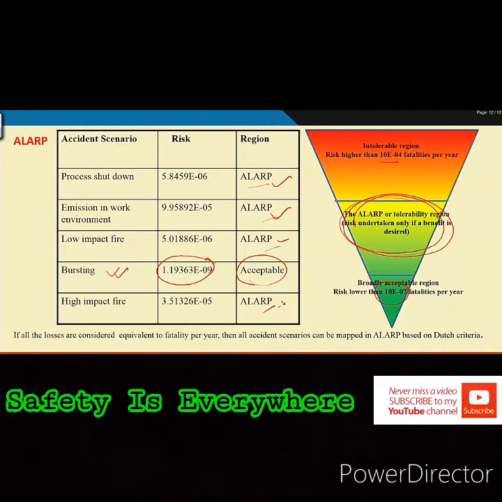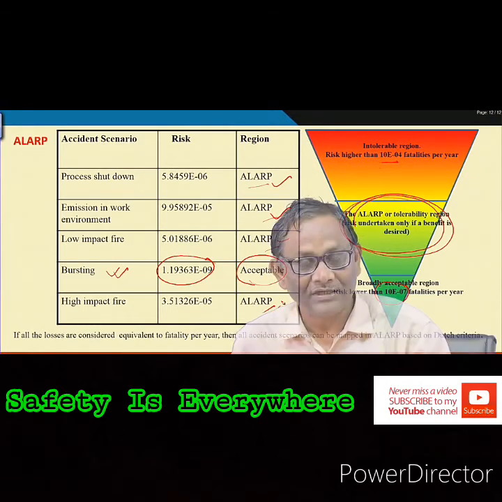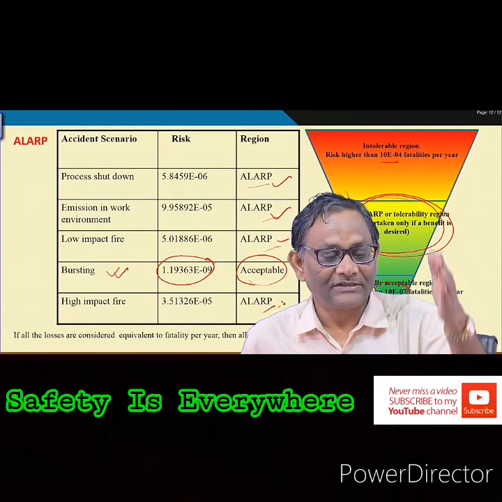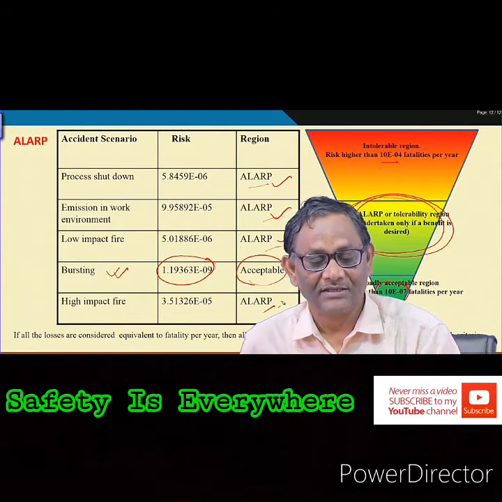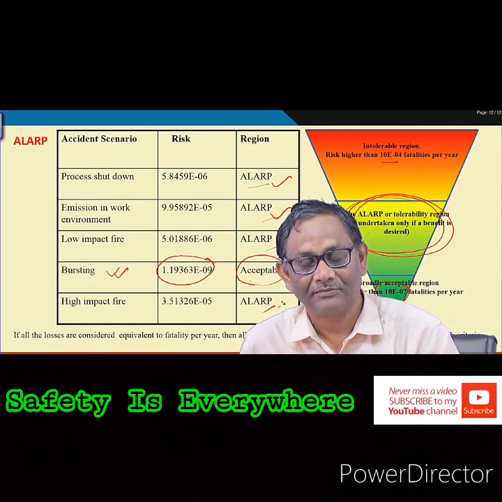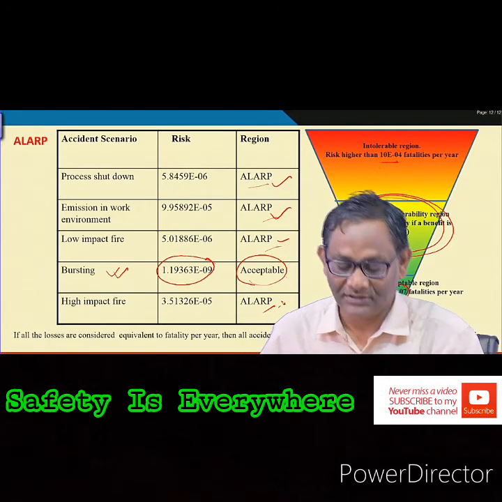So, you have hazards, and you find out the accident scenarios through the methods we have already considered. Then you understand the accident scenario risk, and you say what risks are acceptable, what are not acceptable, what are in the alert zone, and then you want to reduce these.